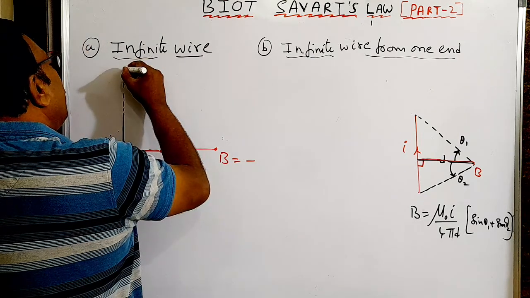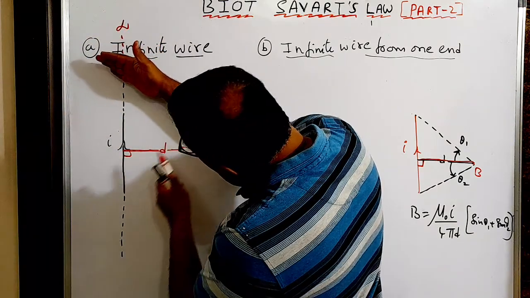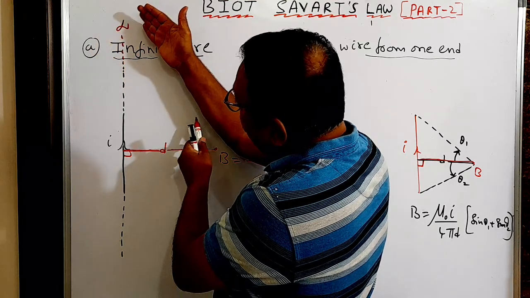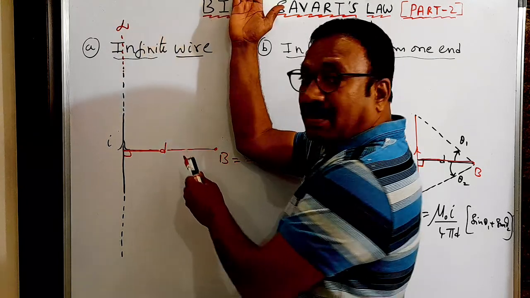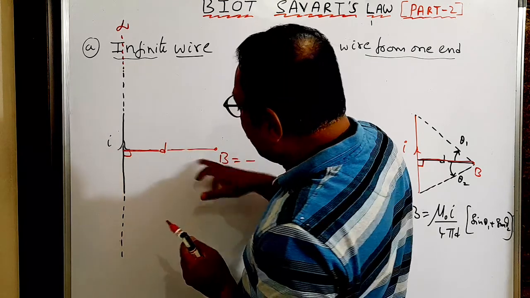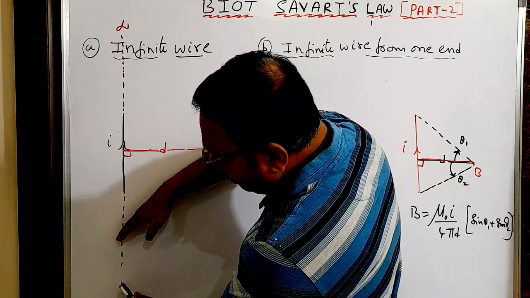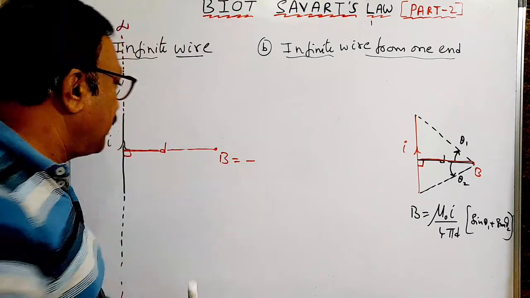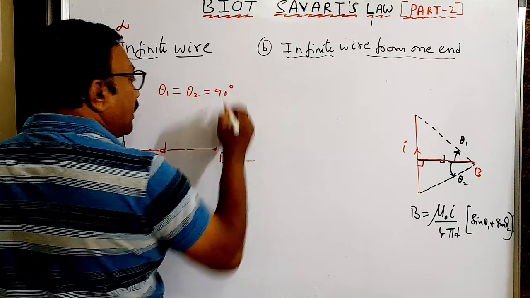But this is going to infinity, isn't it? So what happens? This theta 1 goes on increasing, going to infinity, so theta 1 becomes 90. Similarly, for theta 2, I have to join from the other end to here. This is theta 2. This is going to infinity, so theta 2 also becomes 90 degrees. So in this case, theta 1 and theta 2 both are equal to 90 degrees.